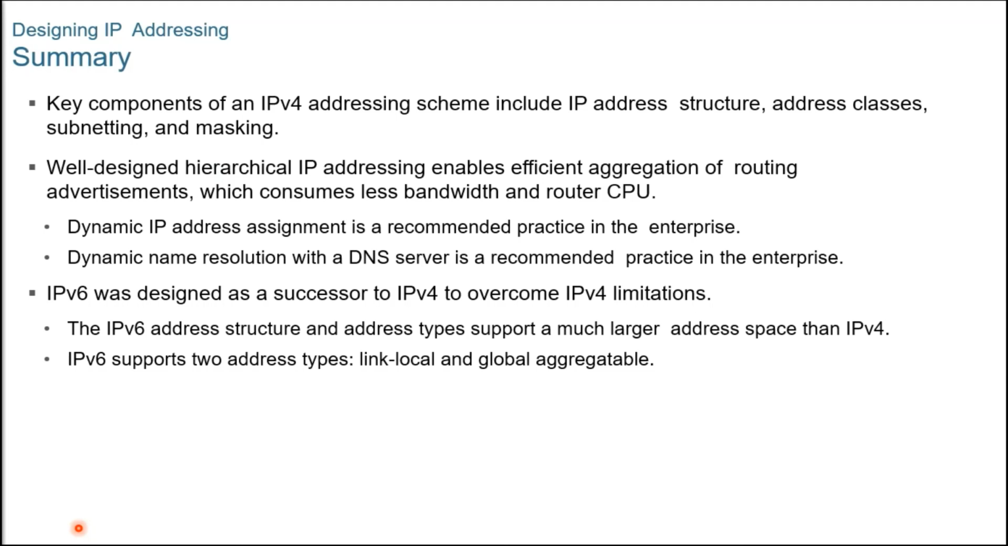So IPv6 was designed as a successor to IPv4 to overcome IPv4 limitations. The IPv6 address structure and address types support a much larger address space than IPv4. With IPv4, you've got something like 4 billion. With IPv6, well, you have 340 undecillion. So could you just imagine the address space there? Okay, so IPv6 supports two address types: the link local and the global aggregatable.